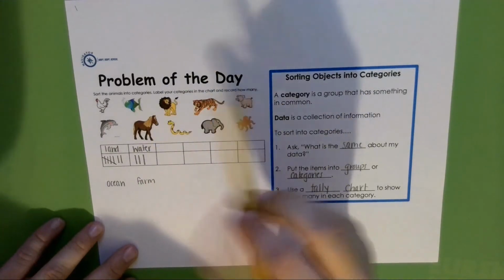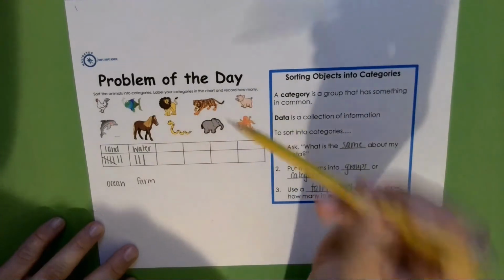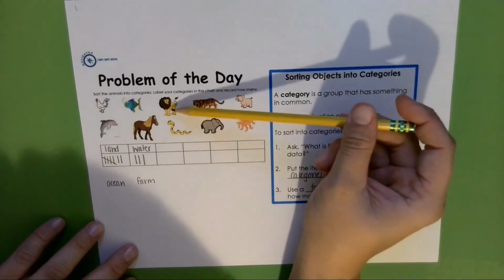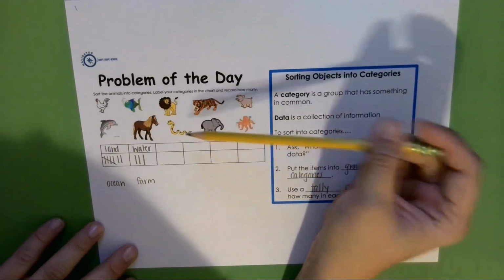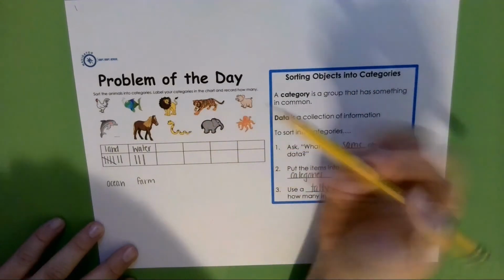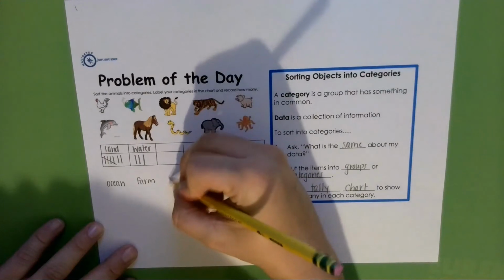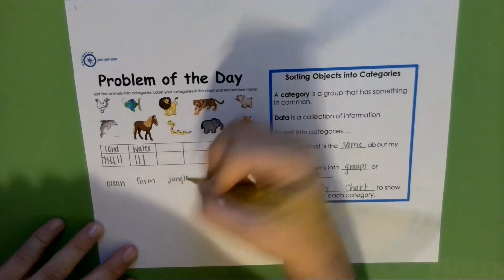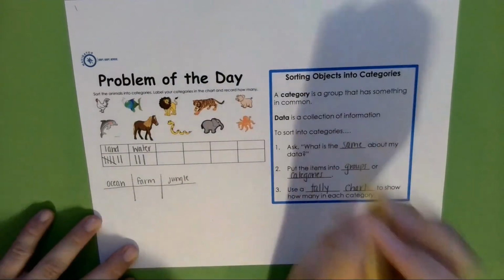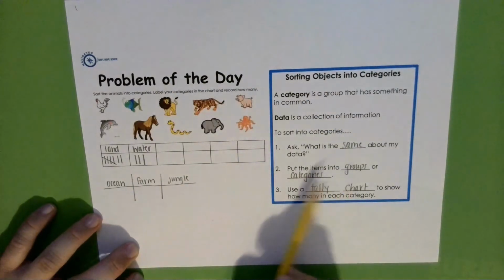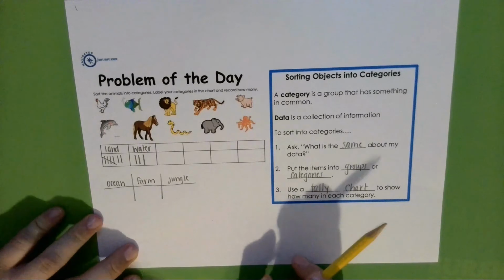Then they realized that they had some animals left. So they asked, what is the same about a lion, a tiger, an elephant, and a snake? And they thought, oh, they all live in the jungle. So they made that their third category. So now that we have our groups or categories, we need to make a tally chart.